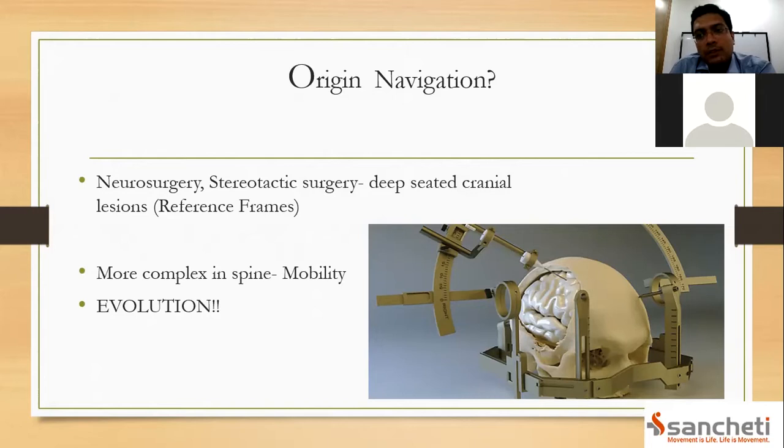However, with spine, there was a slight change. As opposed to movement between the brain and the skull, it's fixed. But in spine, unfortunately, because there are multiple mobile segments, we have to adjust the navigation technology to this part of the spine where there is additional mobility. So for spine, due to the mobility, navigation has needed to be more complex.